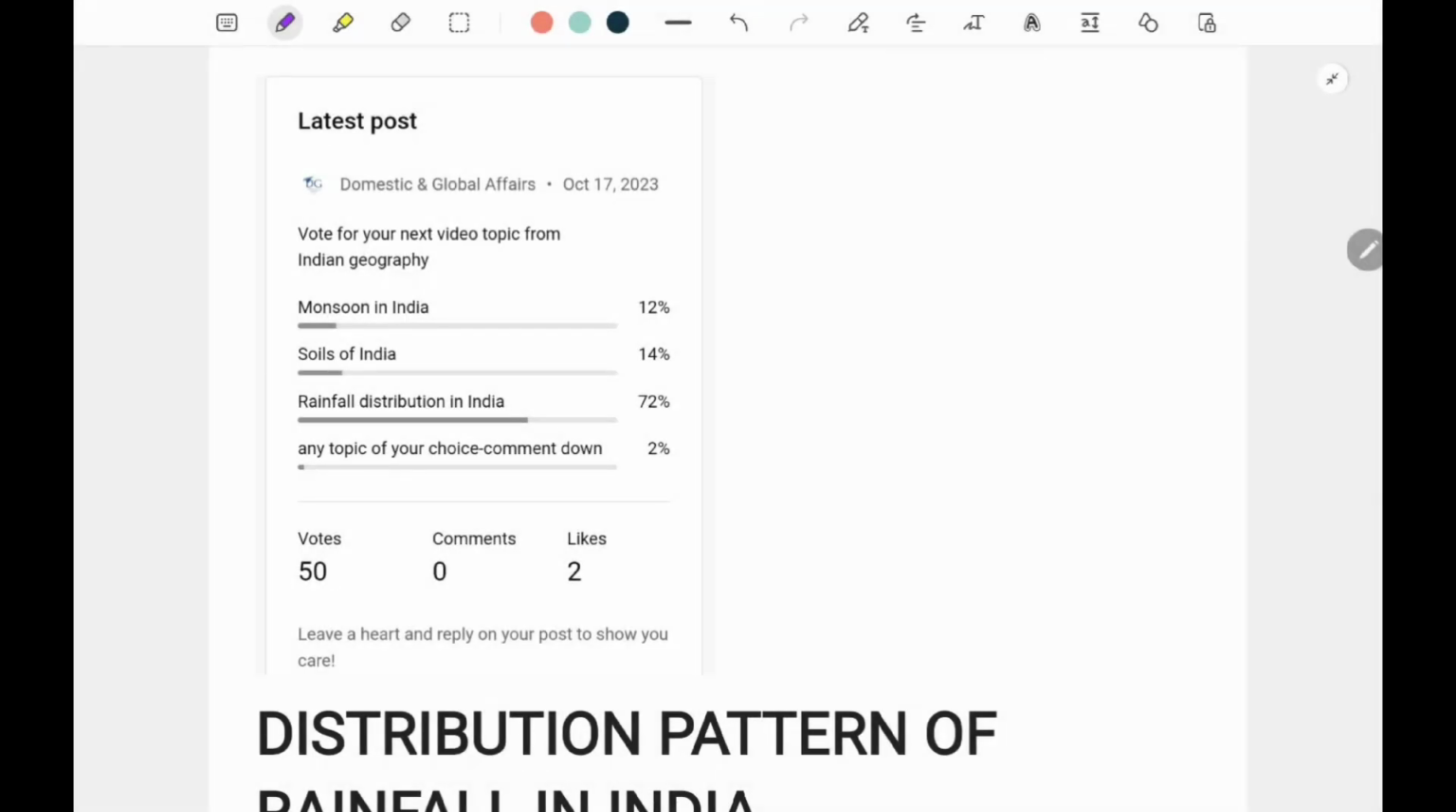So yesterday night we conducted a poll regarding the next video topic, and as you clearly saw, 72% of the people voted for rainfall distribution in India. So today's video topic is the distribution pattern of rainfall in India.